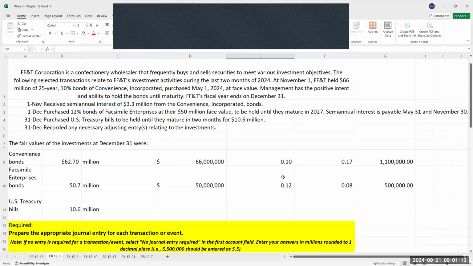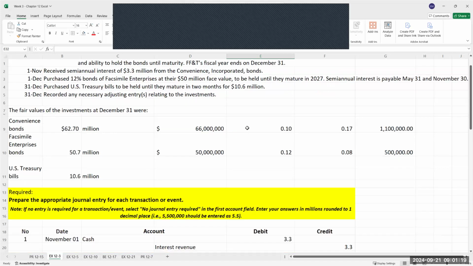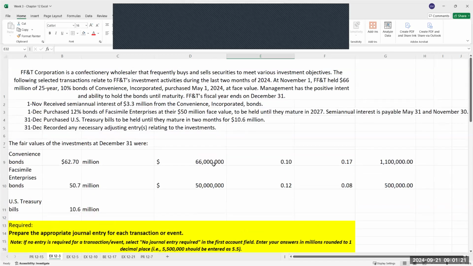All right. So again, you just want to keep in mind, as we are dealing with these bonds and these investments, when we need to determine the interest, we multiply the face value of the bond by the promised interest rate by the percentage of time. For the first example, for convenience bonds, interest accrued for November and December. And then for the fast mill bonds, we only accrued interest for the month of December, 1 month.